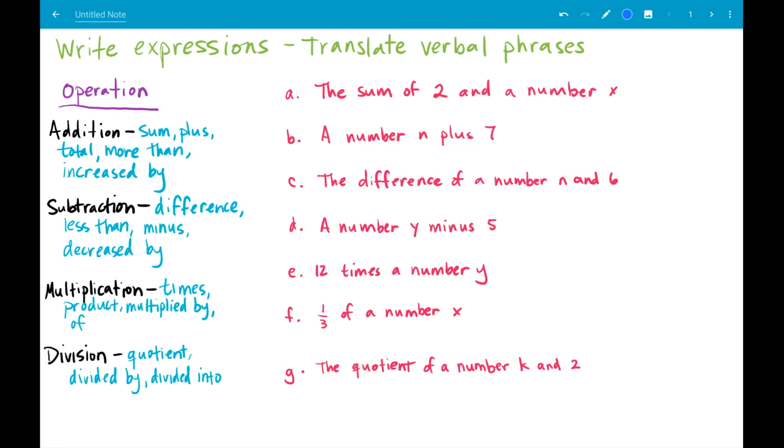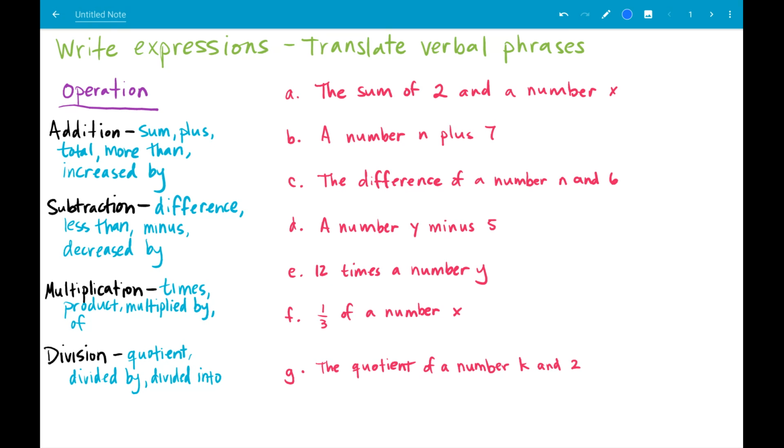Words that indicate addition are sum, plus, total, more than, or increase by. And subtraction, some words that indicate that you're talking about subtraction are difference, less than, minus, and decreased by. Words that indicate that we're talking about multiplication are times, product, multiplied by, and of. A lot of people forget that of means multiplication. And division, words that mean division are quotient, divided by, and divided into.